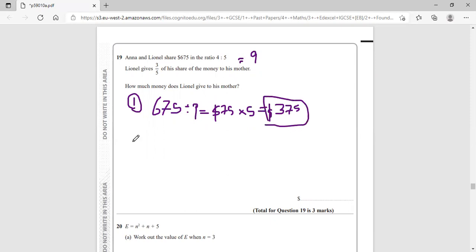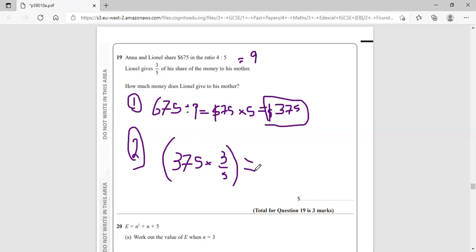And then step 2 is how much does he give to his mother? He gives 3/5 of his money to his mother. So it's 375 times 3/5. Okay, so you can just stick that into your calculator, or you could just do divided by 5 and then times 3. So times 3/5 gives you $225. He gave $225 to his mother. That's an easy 5 marks there.